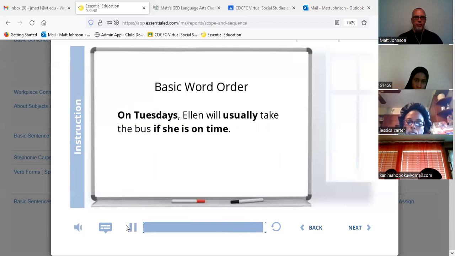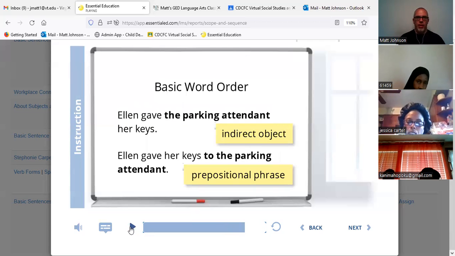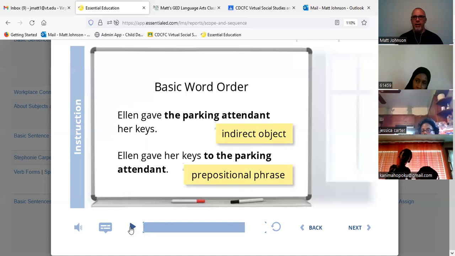Let me back up here a little bit. Let's talk about indirect objects and prepositional phrases, right? You're basically saying the same thing with those two sentences. It's maybe a matter of choice, maybe a matter of style, preference. But in locating the subject, where is the verb? So gave in either case is the verb. So the subject is going to be before that. Ellen gave her keys to the parking attendant, or Ellen gave the parking attendant her keys.